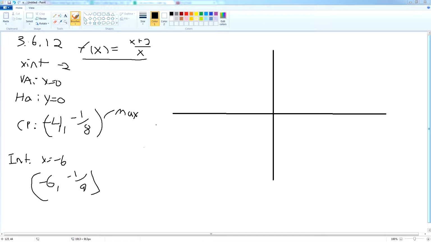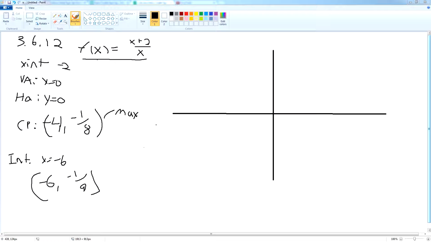So my problem is 3.6.12, finding the graph of f of x equals (x plus 2) over x. So the first thing you want to do is find your x and y intercepts. You have no y-intercept, so just leave that. The x-intercept is going to be at negative 2, because x plus 2 set equal to 0 gives negative 2.